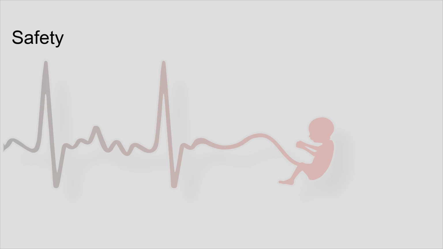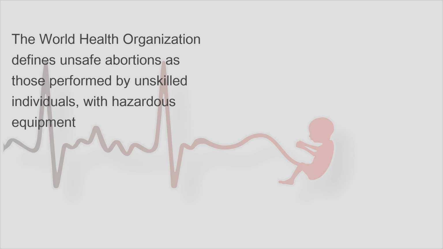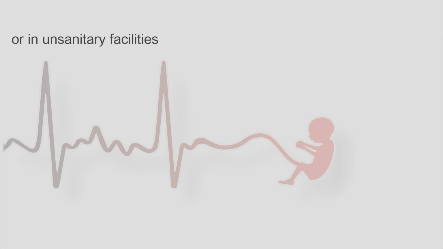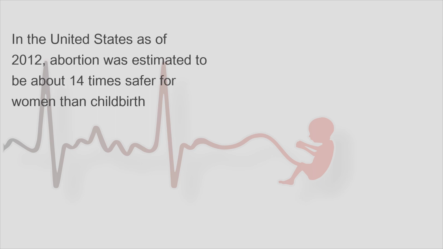Safety. The health risks of abortion depend principally upon whether the procedure is performed safely or unsafely. The World Health Organization defines unsafe abortions as those performed by unskilled individuals, with hazardous equipment, or in unsanitary facilities. Legal abortions performed in the developed world are among the safest procedures in medicine. In the United States, as of 2012, abortion was estimated to be about 14 times safer for women than childbirth.